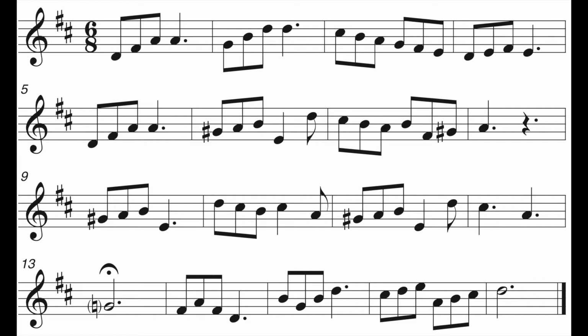We modulate to A major, because A major has three sharps. You'll notice in measure 8, we have a nice cadence on A, and that's going to sound like Do by the time we get there.